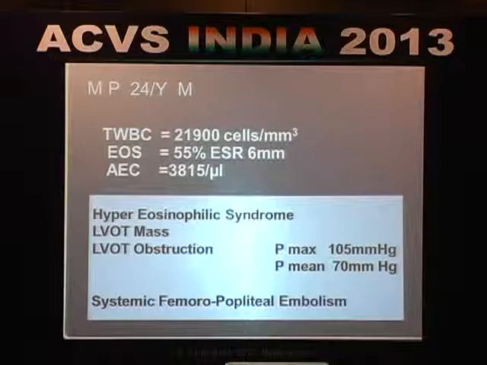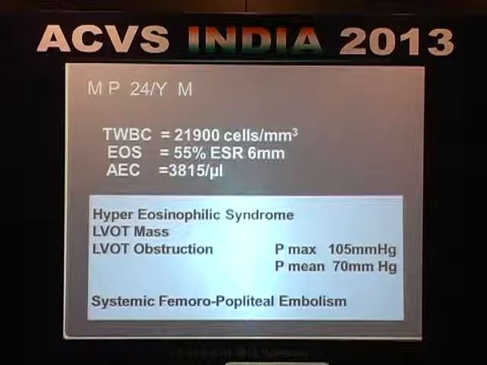I would like you to remember, hypereosinophilic syndrome is a hypercoagulable state. So they may present with DVT, they may present with cerebrovascular strokes, they may present with intracardiac masses, thrombi, they may present with endomyocardial fibrosis, they may present with coronary arteritis and acute myocardial infarction, they may present with paradoxical embolism, so on and so forth.